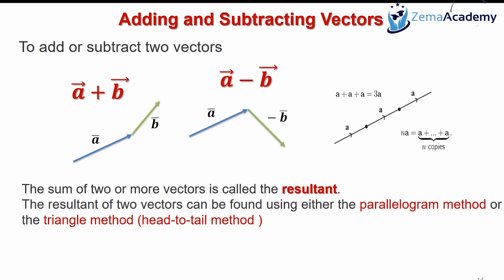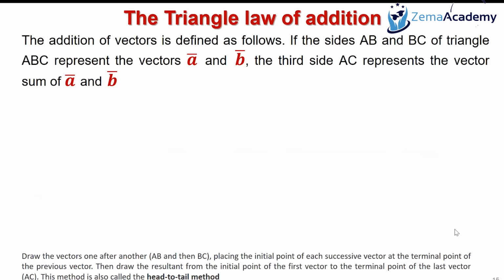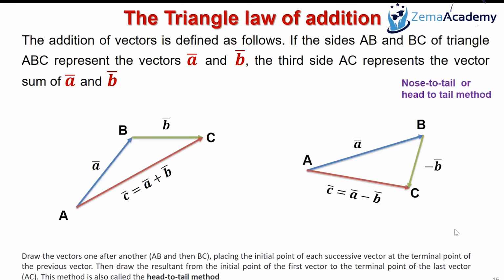Now, how can we find the resultant of the vectors? The resultant of vector A plus B, which can be taken as C, how to find that C? Or A minus B is again another vector C. How to find that C? There are basically two methods. One is the parallelogram method and the other is the triangle method, which is the head to tail method. So here, first we'll do the triangle method, also known as the head to tail method.